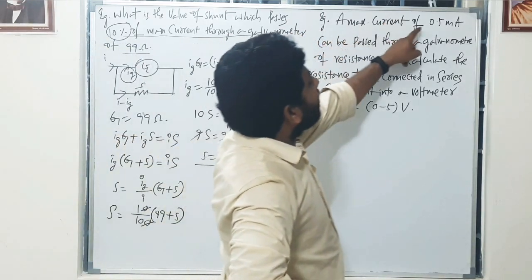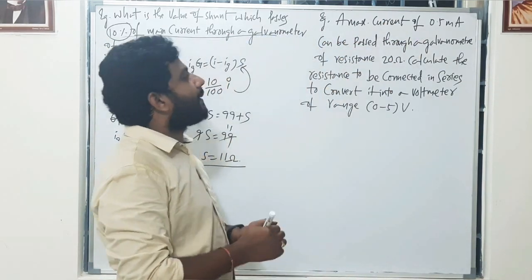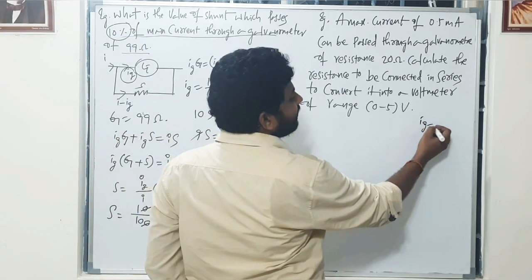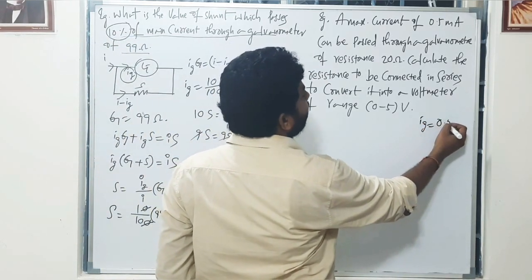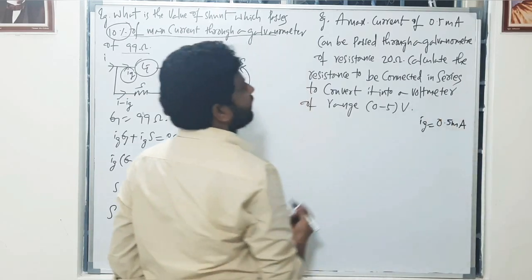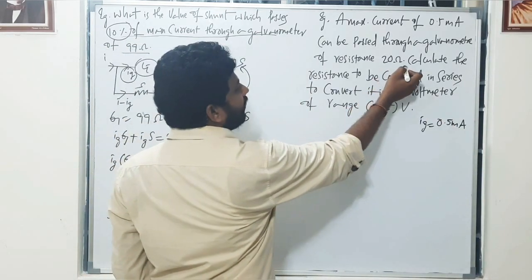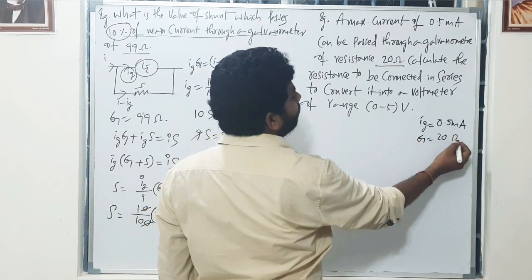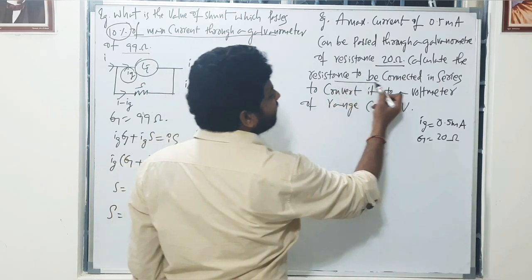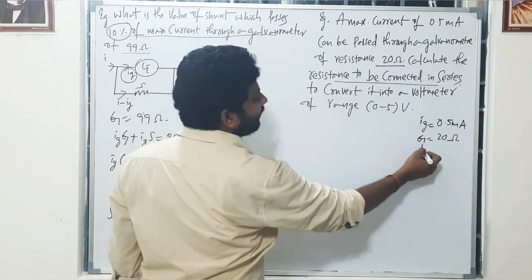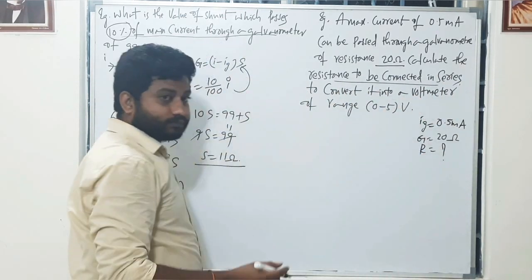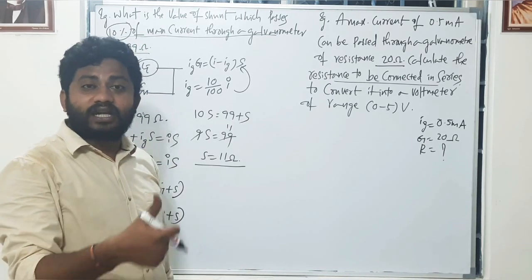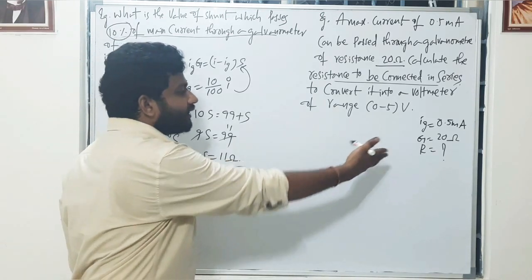A maximum current of 0.5 milliampere can be passed through the galvanometer. So Ig is equal to 0.5 milliampere passing through the galvanometer. The galvanometer has a resistance of 20 ohm. Calculate the resistance to be connected in series. So that is high resistance. Because which resistance are we connecting in series with the galvanometer? Shunt resistance or high resistance? So definitely high resistance.